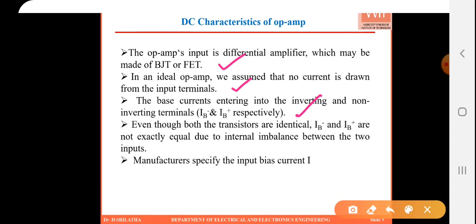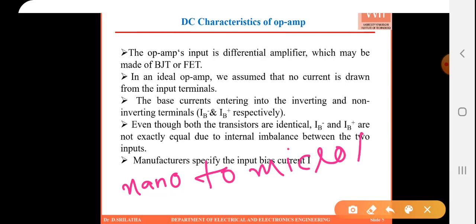What are these bias currents? They are specified by the manufacturers themselves. The magnitude of bias currents will be decided by the manufacturer, and the value of these bias currents will be very small. These are a few nanoamperes to a few microamperes.